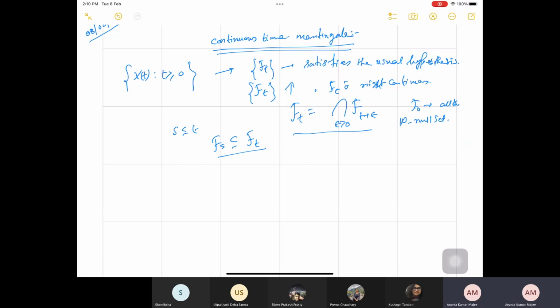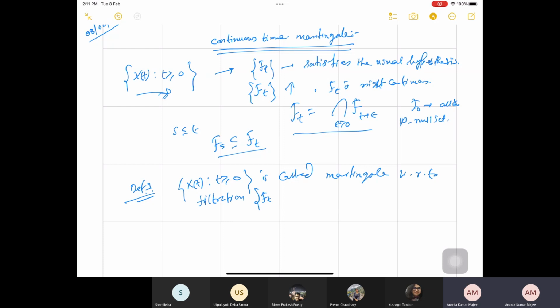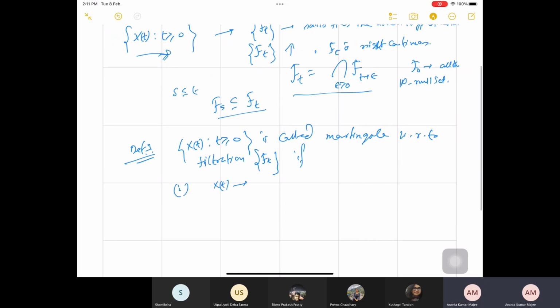Like in the discrete martingale case, we can say when a stochastic process X_t adapted to the filtration is a martingale, submartingale or supermartingale. In the same way, instead of n and n plus 1, here I consider s and t whenever s is less than or equal to t. Definition: X_t is called a martingale with respect to the filtration F_t, which is given to you, if the following holds. Again the same three conditions hold: X_t should be F_t adapted.